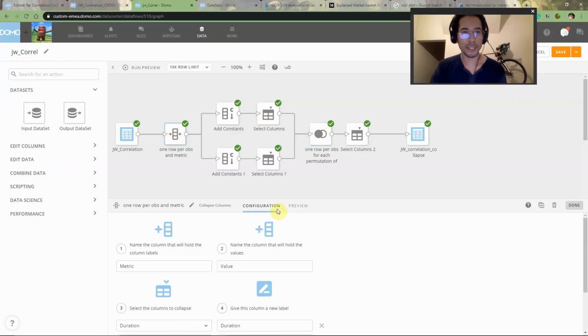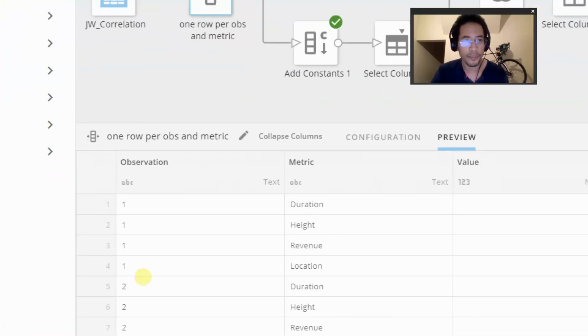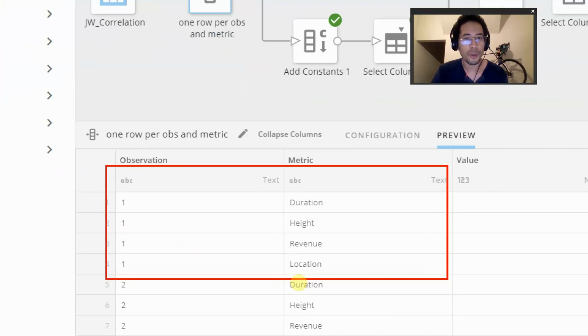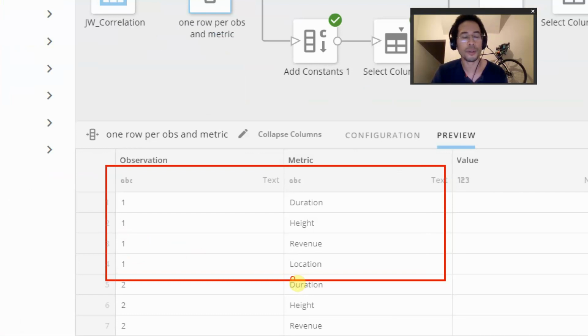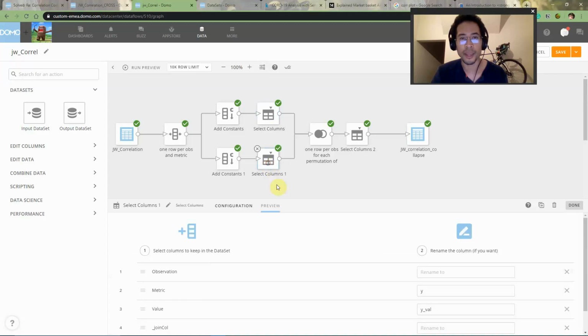So let's work backwards real quick. The result of my collapse column here: I have 4 different metrics, and for observation 1, I have 4 rows. With 13 observations, 13 times 4, yeah, that's 39. Cool.